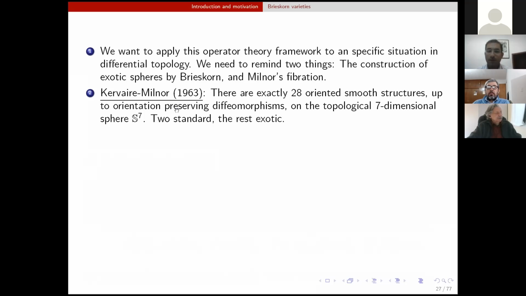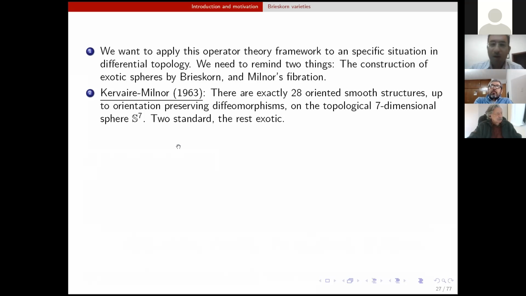So there are, wait a minute. Two standard. One standard is obvious. What is the second standard? The other one is just the reverse of the orientation. The smooth structure is the same, but for some reason it is oriented, right? The orientation is reversed, but the smooth structure is the same. So that's why I'm saying that two are standard. The rest are called exotic spheres because they were not imagined before the work of Milnor.